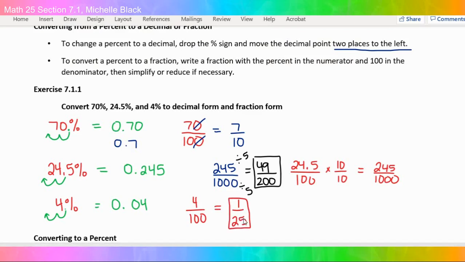All right, when you change it into a decimal, you take the decimal point, which is on the right since we don't see it, move it back twice, and you get 0.04. You can read this as 4 hundredths to get your fraction, or just write your percent over 100. And then I just divided the top and bottom by 4 to simplify this down to 1 over 25.